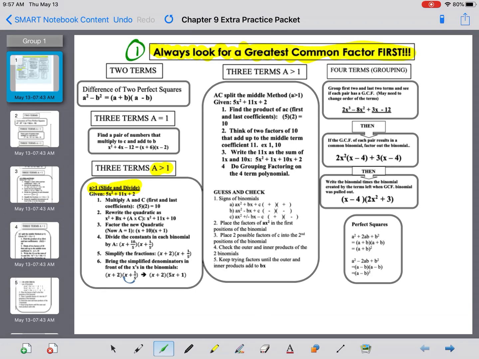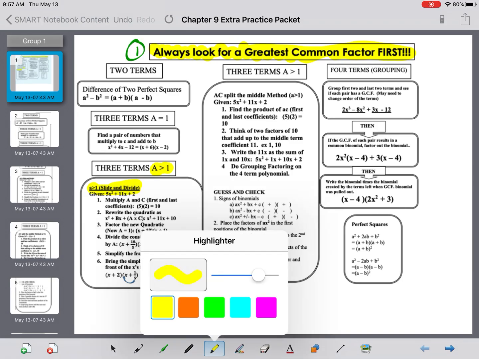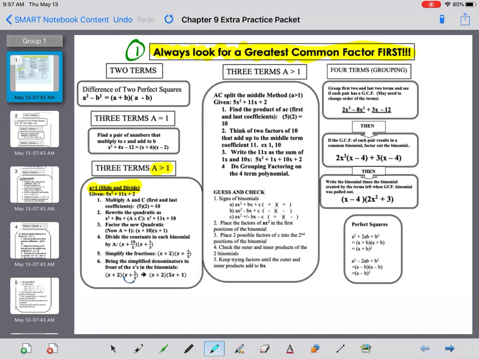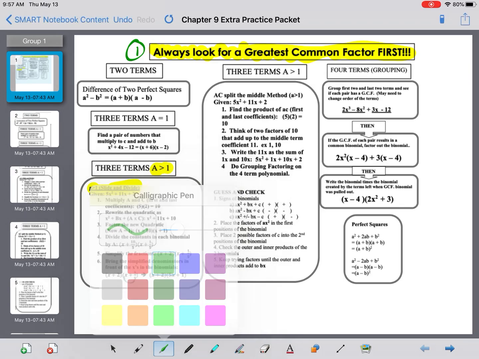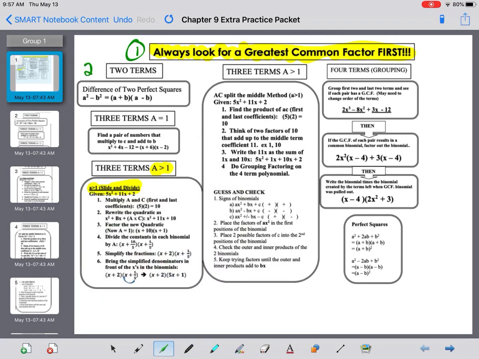From there, how you use this chart, and if you don't have this chart, you should design one that looks similar to it. You can just copy it, but you can print one off. It's in the Module 9 folder in Canvas. After you look for a GCF, whether there is or is not a GCF, step number 2 is to ask yourself, how many terms are there?